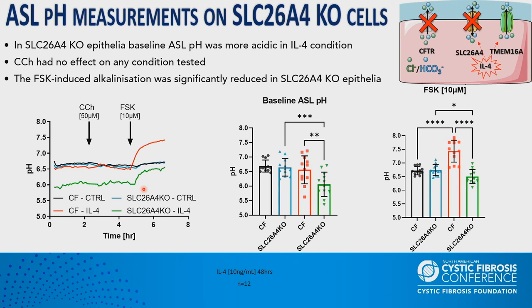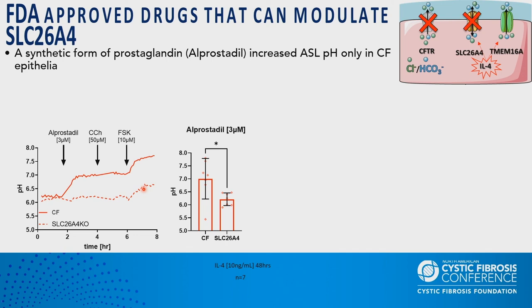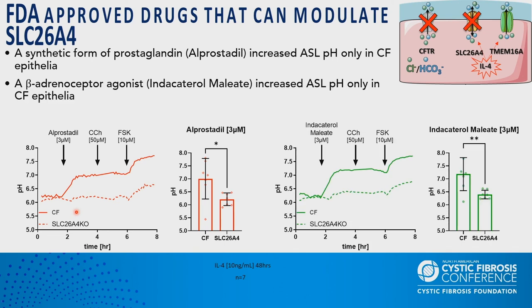So then we tried to look for some compounds working through this channel, and I decided to study a prostaglandin compound that is used in clinic. And when I added it to the cells, this compound induced an ASL pH alkalinization in CF cells, but this alkalinization wasn't present in SLC26A4 knockout cells. And I also found that a beta-2 agonist was able to have the same effect.